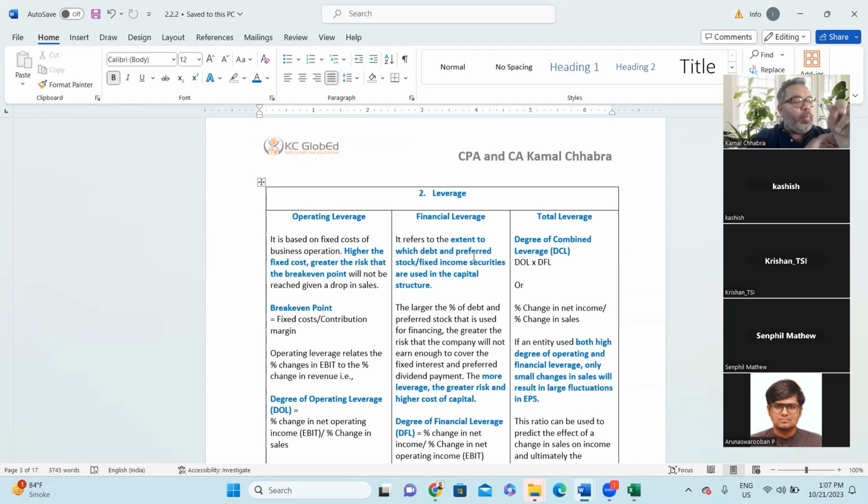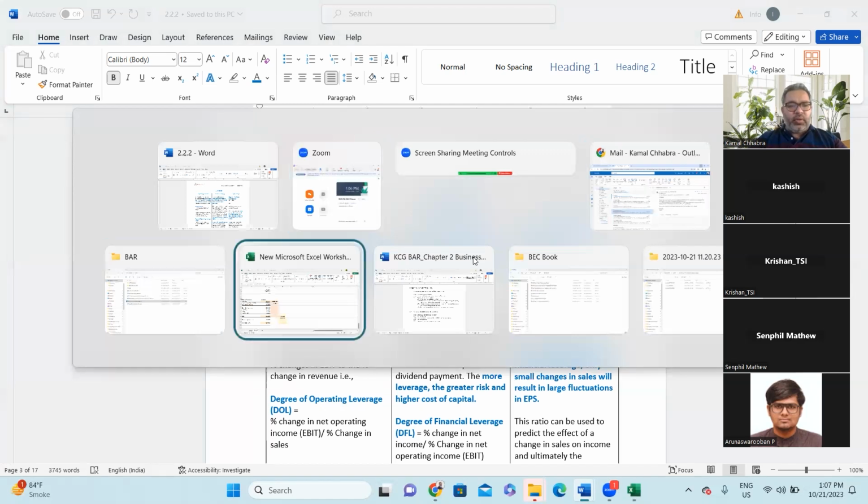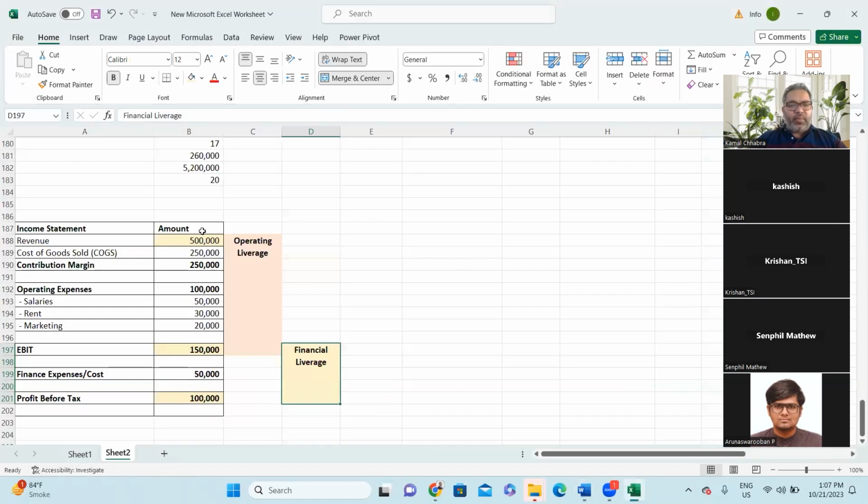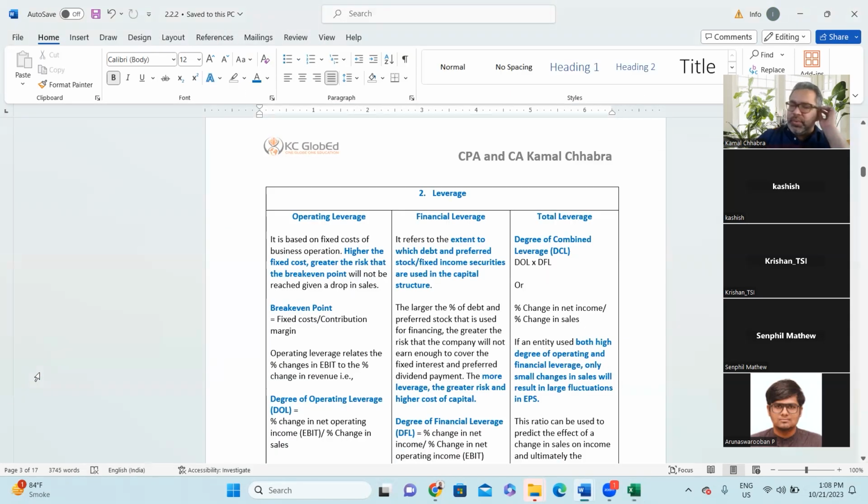The operating leverage, like we were discussing earlier, and I have shared in the Excel sheet also, is on account of impact from the operation, whereas financial leverage may be on account of financial cost that will impact, right? Here we'll be understanding more in detail. We'll understand the theory, we'll do some examples, some illustrations, and then we have some practice questions as well to understand this in detail. The first one is operating leverage.